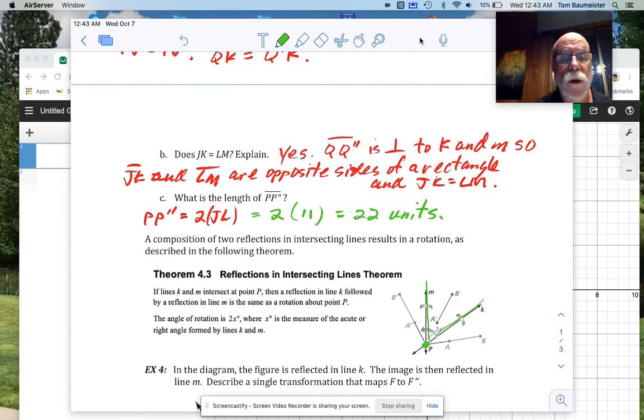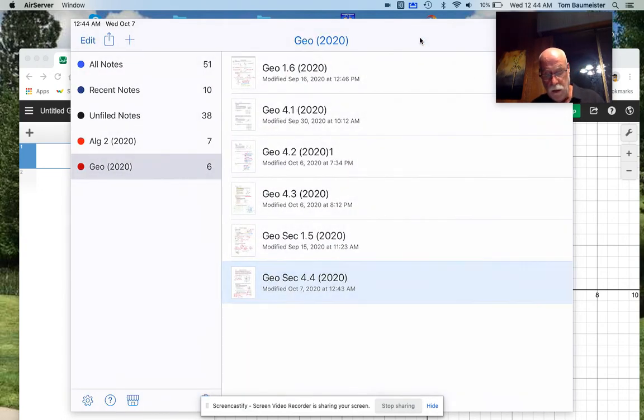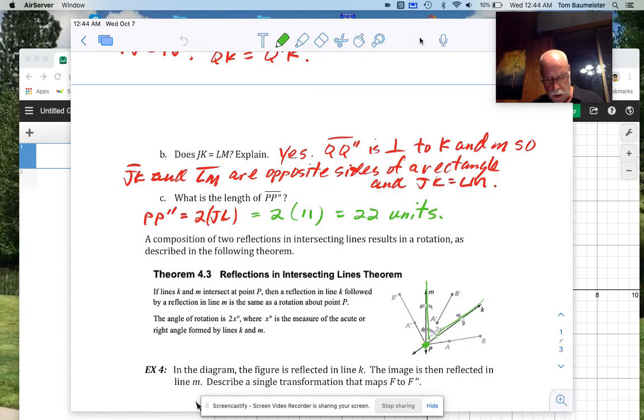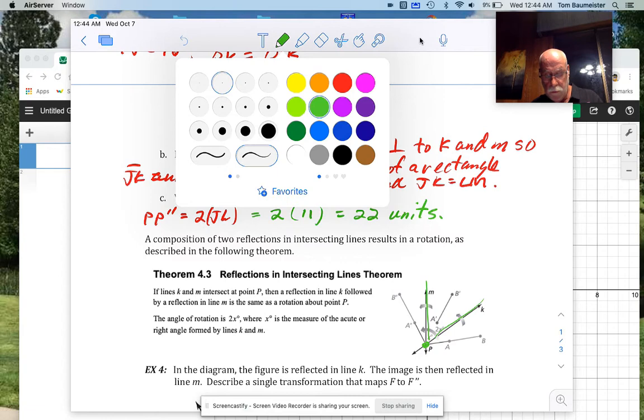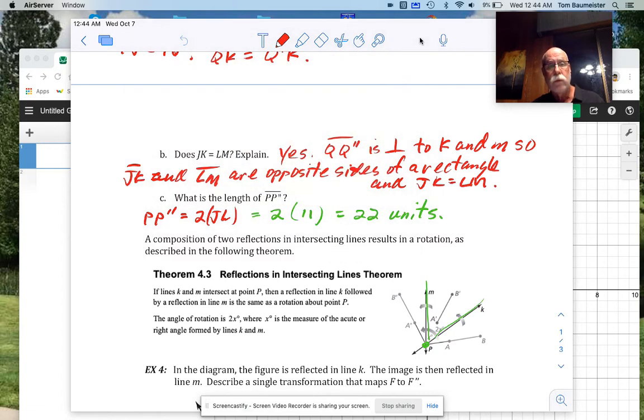Okay, so the angle of rotation is 2 times x degrees, where x degrees is the measure of the acute. There's a key thing right there. Acute. So remember, acute means what? Small, right? It's a small angle or right angle. So it can be acute or it can equal 90 degrees. So that's where x is the measure of the acute or right angle formed by the lines K and M.